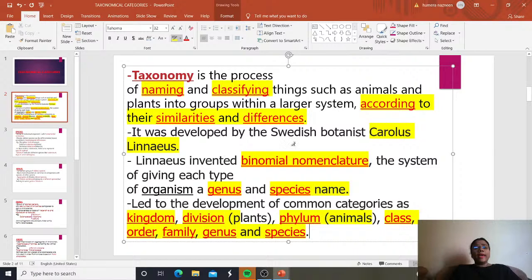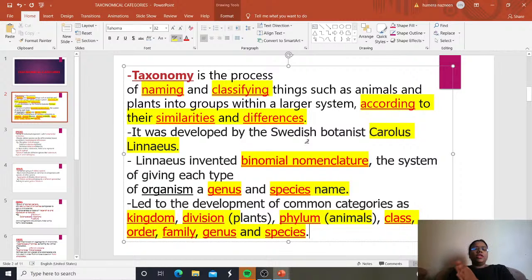So basically taxonomy is the process of naming and classifying things such as animals and plants into groups within a larger system, based on their similarities and differences. Who developed this? Swedish botanist Carolus Linnaeus. He invented binomial nomenclature. What is binomial nomenclature? It is giving a name to an organism by two names, one is the generic name and the other is the specific name.